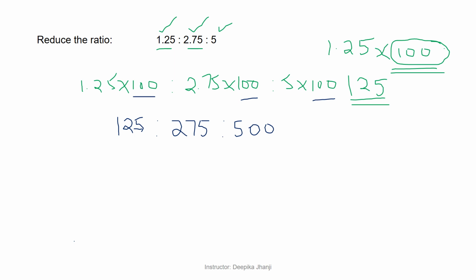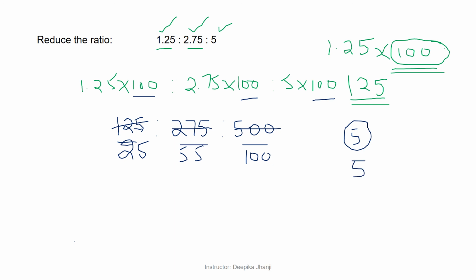So let's reduce these three terms into lowest term. I can see 5 as a common factor of all the three terms. So let's reduce it by 5 first. 5 times 25 is 125. Then 5 times 55 is 275. 5 times 100 is 500, right? I can still see 5 reduces all the terms. So 5 times 5 is 25, 5 times 11 is 55, 5 times 20 is 100, right?